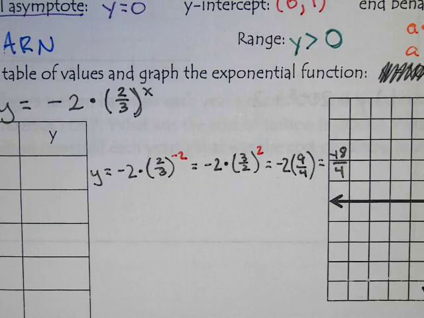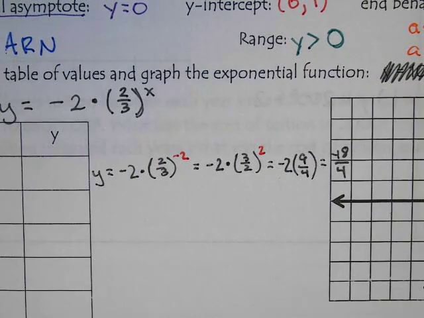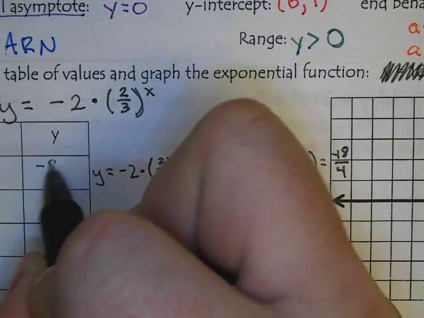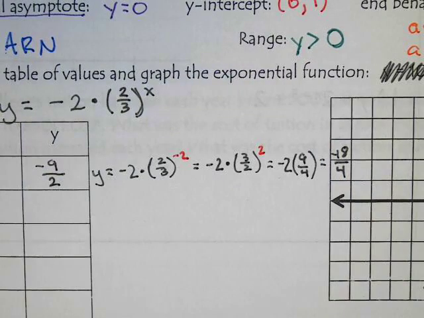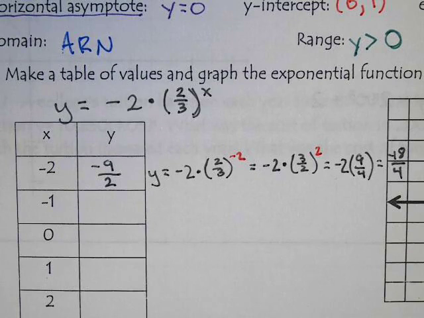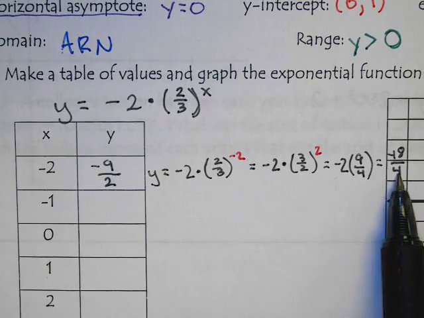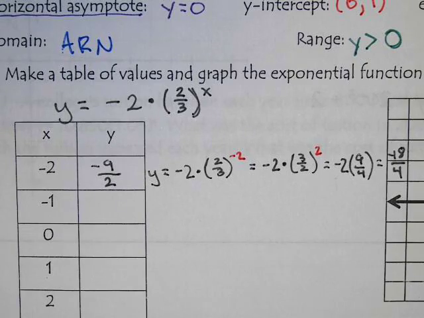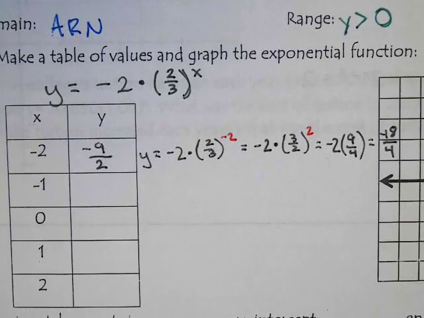Sorry, kind of going into the graph. And then when we simplify that, negative 18 over 4 is negative 9 over 2. So I've simplified negative 18 over 4 and put it right there, negative 9 over 2. Now let's do this for our next problem.